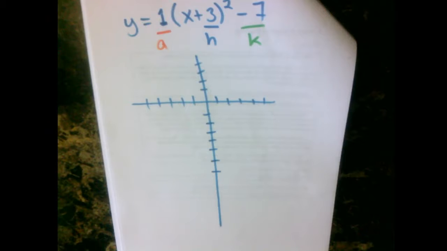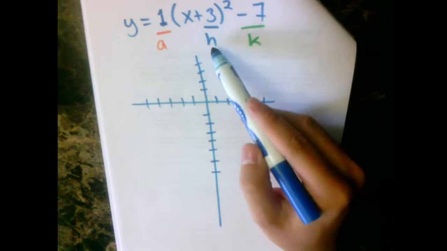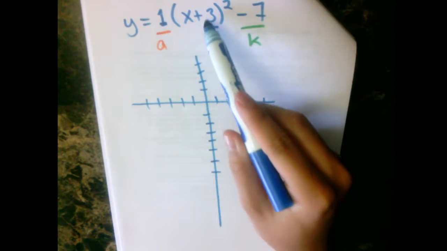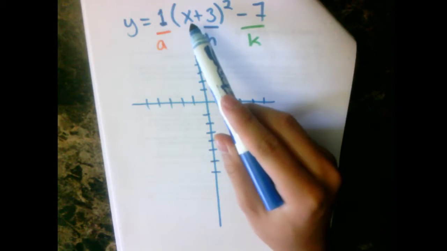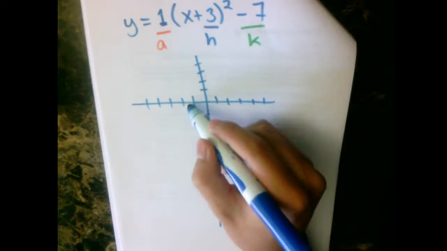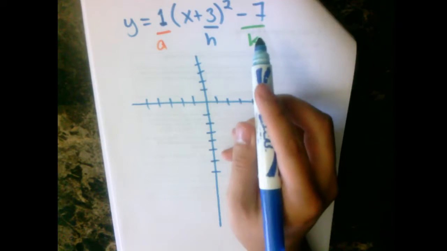All right. So the first thing you're going to do every single time is you're just going to graph your vertex. Remember, your vertex was hk, and your h is going to have the opposite sign of what it has in your equation. So it was a positive 3, so your h is actually a negative 3. 1, 2, 3. And your k is a negative 7.